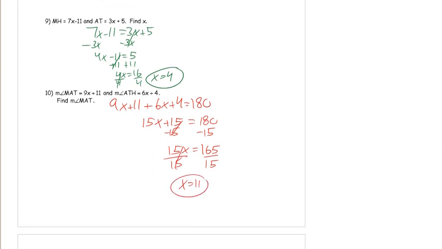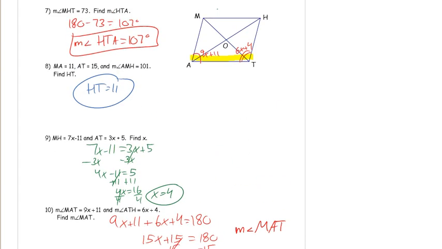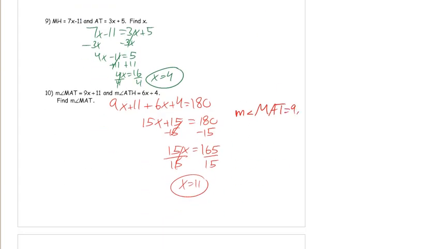Now, we want to know what the measure of angle MAT is, so we have to plug that back in. That came from MAT is represented by 9x plus 11. So all we're going to do is say 9 times 11 plus 11, so that's 99 plus 11.